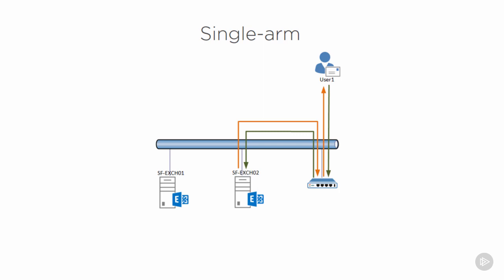In this topology, users connect to the load balancer, and then it uses the same network interface that it receives connections on to send that traffic onto the Exchange servers. The Exchange servers reply to the load balancer, and the load balancer sends that reply traffic back to the user.